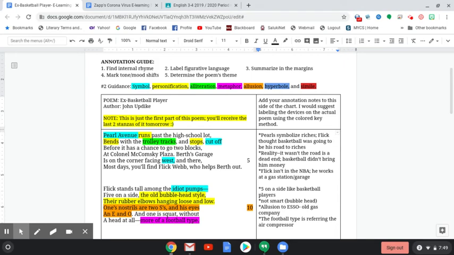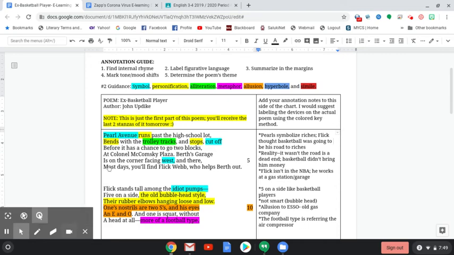Pearl Avenue runs past the high school lot. Flick Webb thought that basketball was going to be his road to riches, right? That's where he was putting all of his eggs in this basketball basket. I want you to look at some of the verbs. We're personifying Pearl Avenue here. We have it running, bends, stops. Again, the diction here, the personification is mimicking the verbs, the actions that you would see a basketball player do, right? Run, bend, stop. I wish you guys could see me right now. I'm on my kitchen table, but I'm still doing basketball moves. So this is just a good reminder that I am not an athlete.